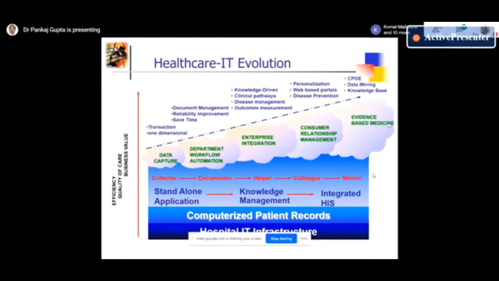And then the highest level is evidence-based medicine. That's where CPOE, data mining, and knowledge base come in. So this is the bang for the buck. All these different pieces below evidence-based medicine contribute towards getting to evidence-based medicine. Now, what is evidence-based medicine? I'll give you an example.